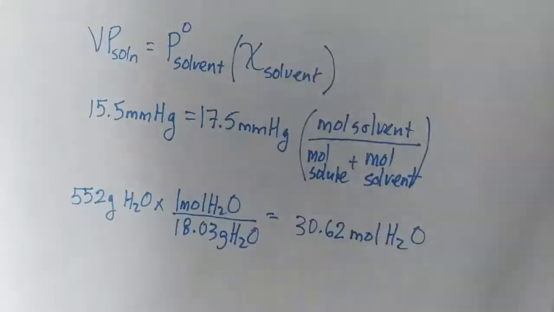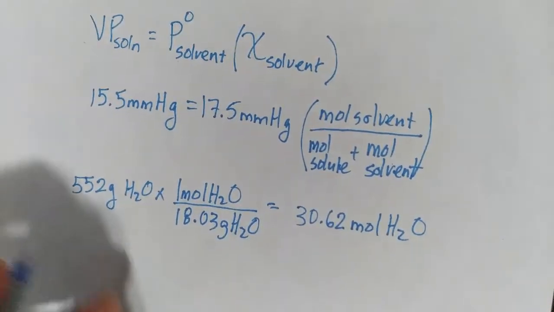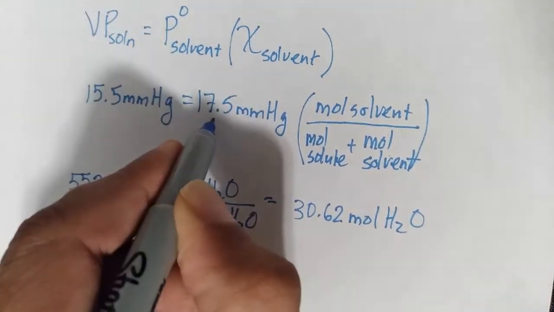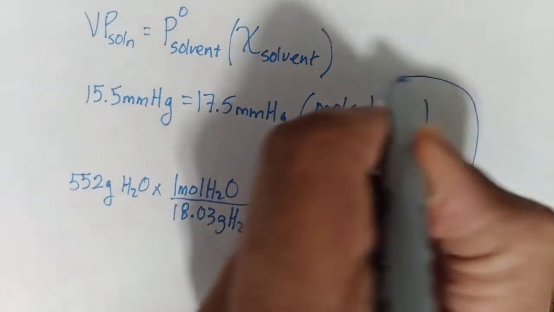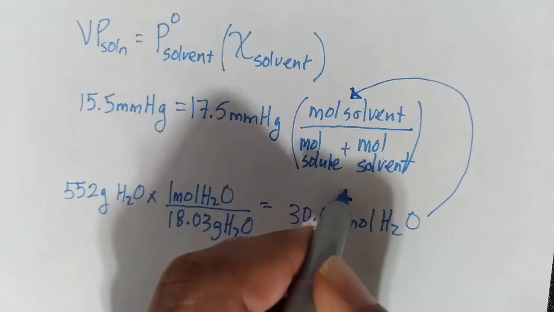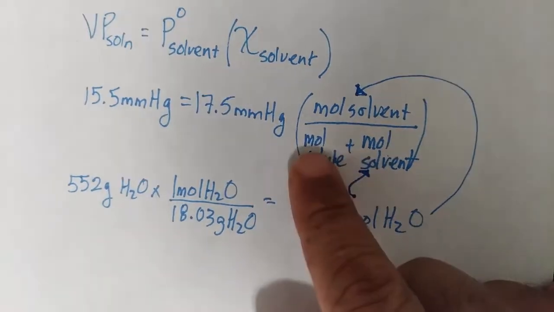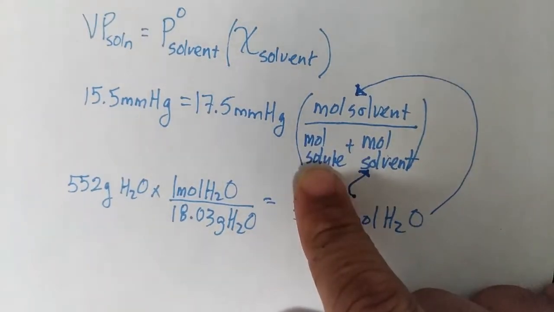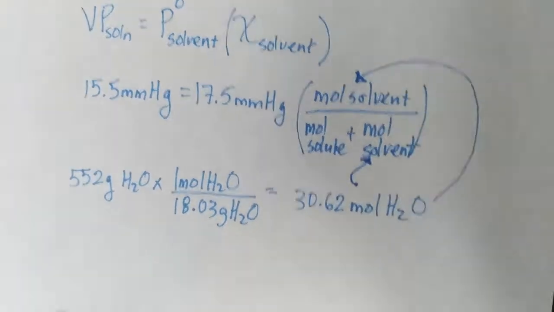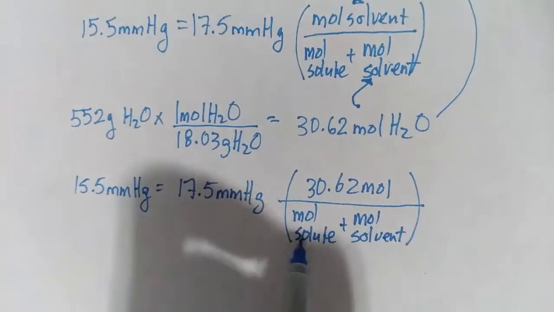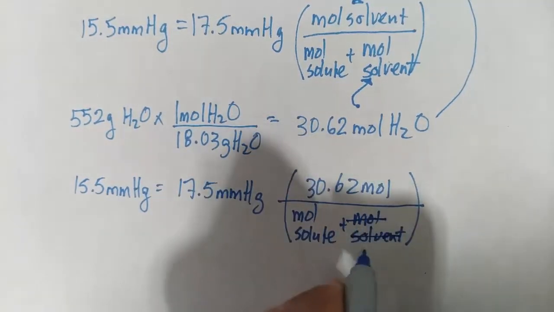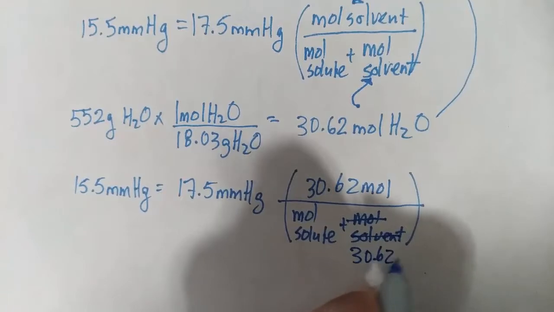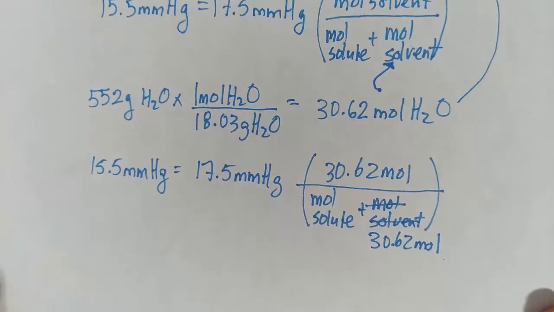So let's figure out the moles of our solute. We have the pressures and the moles of our solvent, so we can plug numbers in to solve for this. Moles of solute plus moles of solvent is the total here. The moles of solvent is 30.62 moles. So let's divide by 17.5 on both sides of the equation.